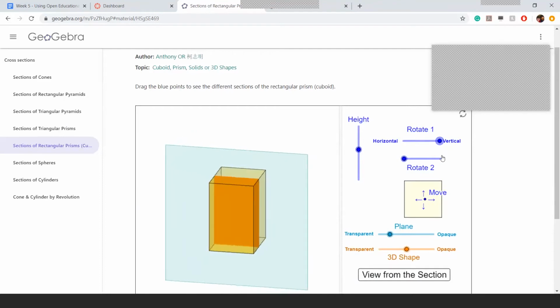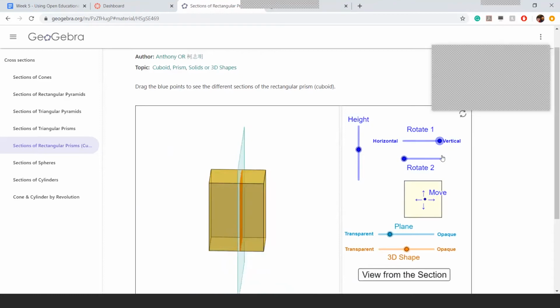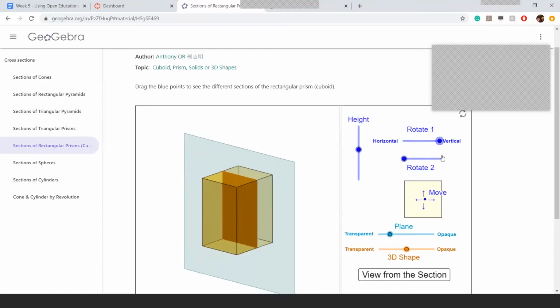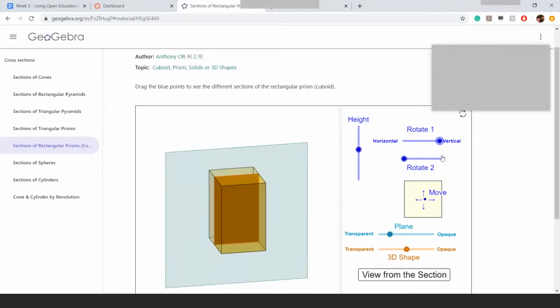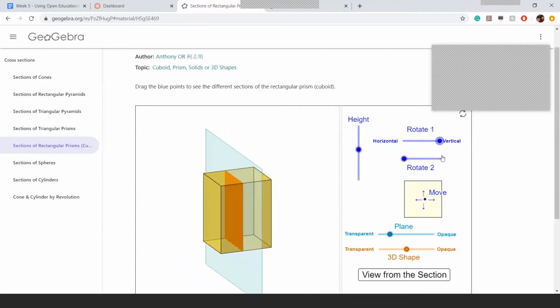So just like when we talked about the triangular pyramid, where every cross section was a triangle, for this one as well, when you cut through a rectangular prism, every single cross section will always be a rectangle.